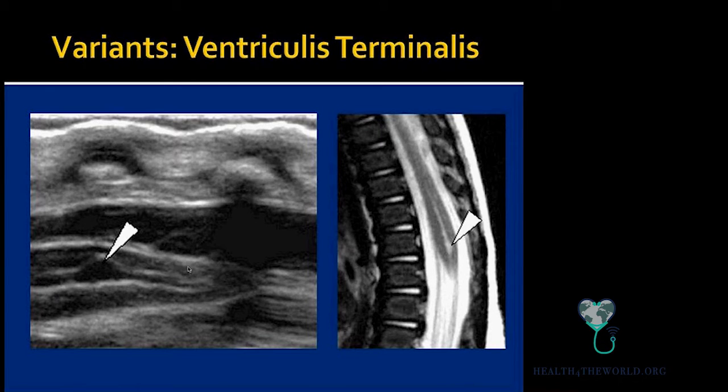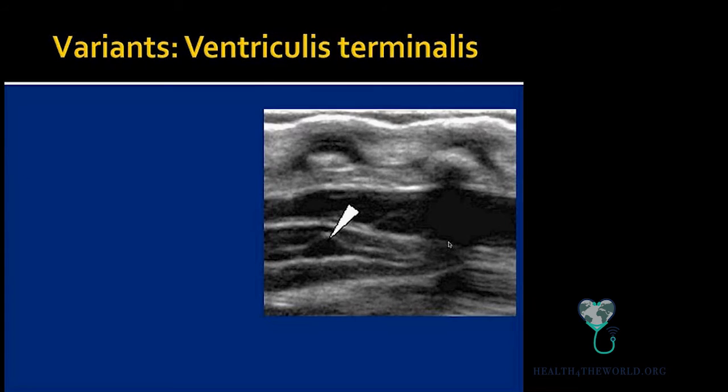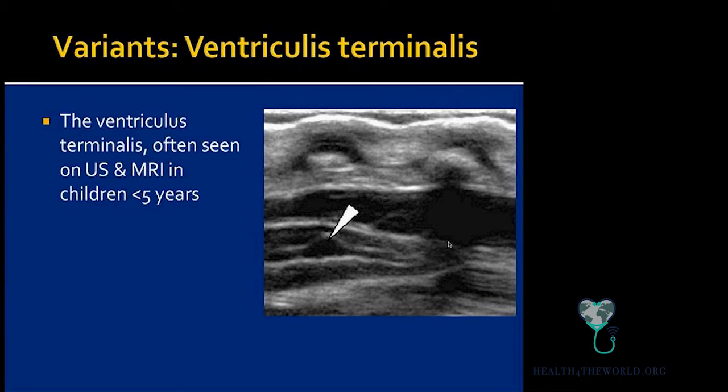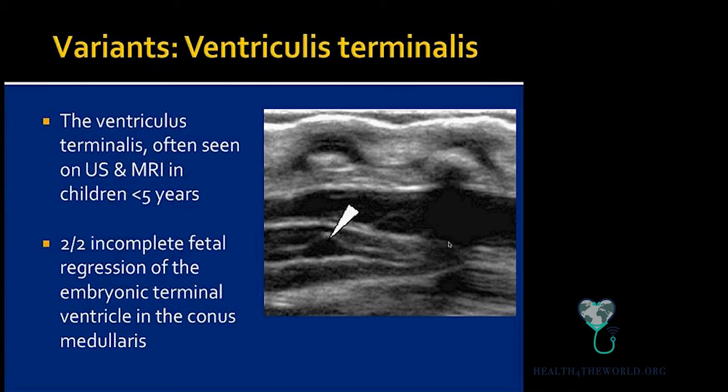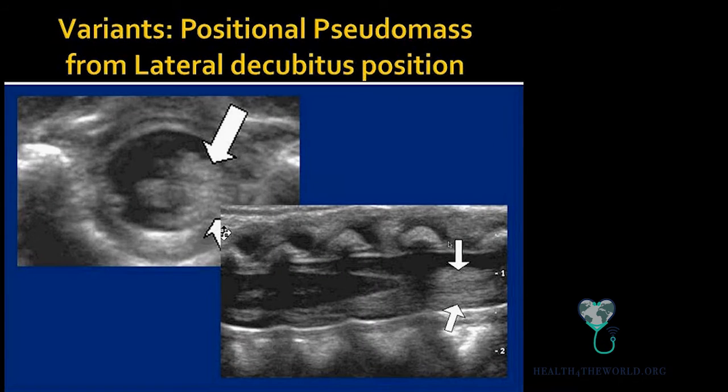Here, this is a ventriculus terminalis within the actual cord. It's an embryologic remnant of that fetal process we saw, retrogressive differentiation. So again, just something to be aware of, a normal variant. It can sometimes be tricky to see, but again, amazing, and usually nothing to worry about.